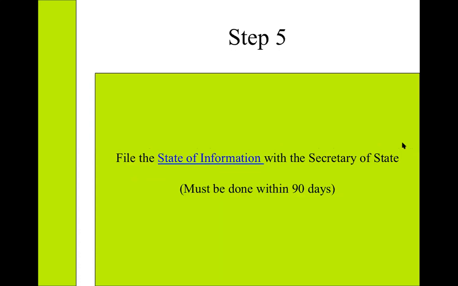Step 5, file the statement of information with the Secretary of State. This statement of information has to be done within 90 days after you register, and it's a $20 fee. Anytime you have any other changes, officer changes, name changes, address changes, you've got to file a new statement of information. So make sure that's kept up current.